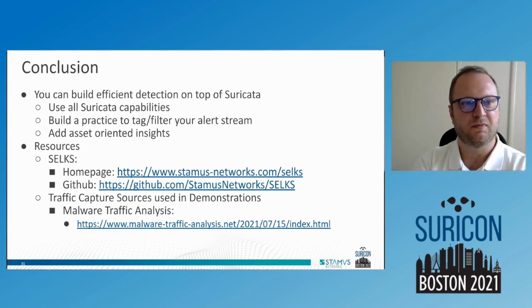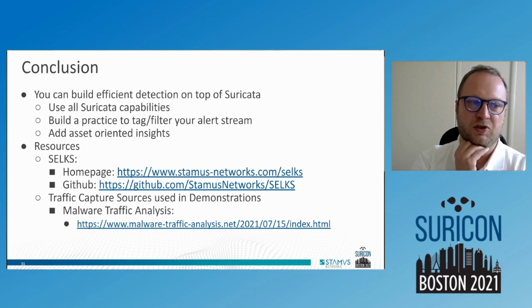Yeah, sure, no problem. So you can really build a really efficient detection on top of Suricata. All the capabilities of Suricata allow you to get excellent data, but the data also depends, for the signature part, on the quality of the signatures. But if you work regularly on your alert stream, you can tag and filter things, and then you manage to get the noise out without losing the context. It's really important not to lose the context. And as much as you can, you should use the asset-oriented insight that will give you an easy entry point, because you are just showing what assets are under attack in your network.